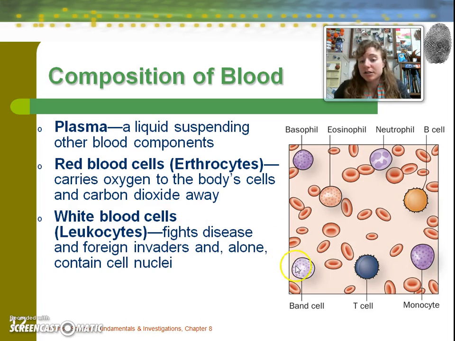While they are nowhere near as numerous as the red blood cells, the white blood cells, including T cell, monocyte, neutrophil, basophil, eosinophil, different types, they do have a nucleus and they do have a nuclear DNA.